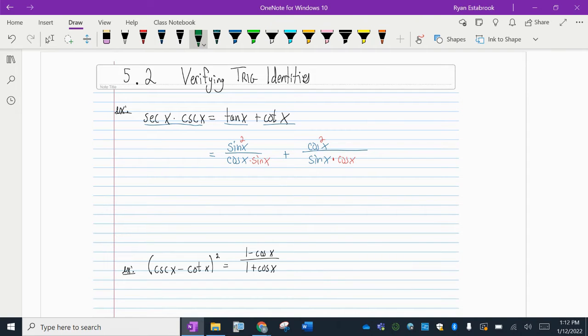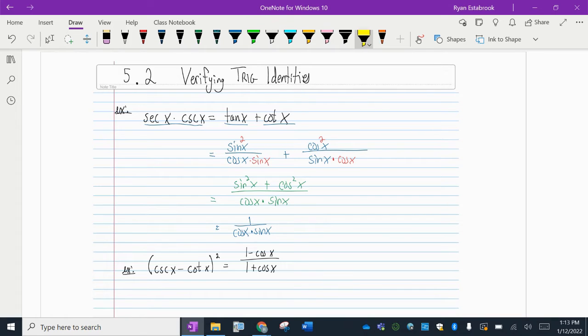Now they have the same denominator, which means we can add them together. When you add them together, you keep that common denominator, and you add together the numerators. When you start doing enough of these, you recognize some of the familiar patterns, specifically in that numerator. What is that numerator really? What's sine squared plus cosine squared? 1. So it's 1 over cosine of x times the sine of x.